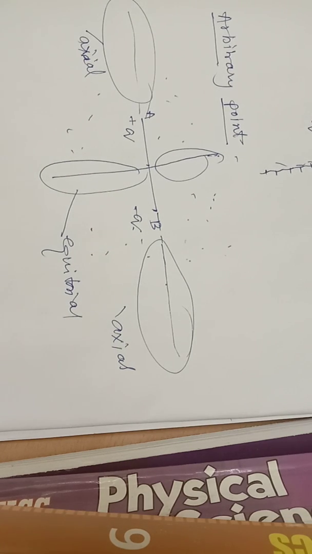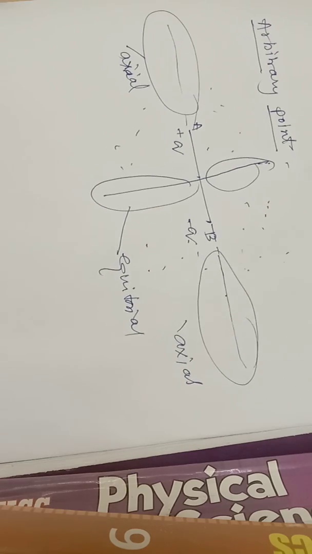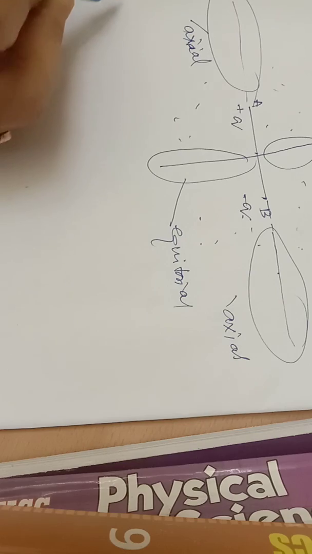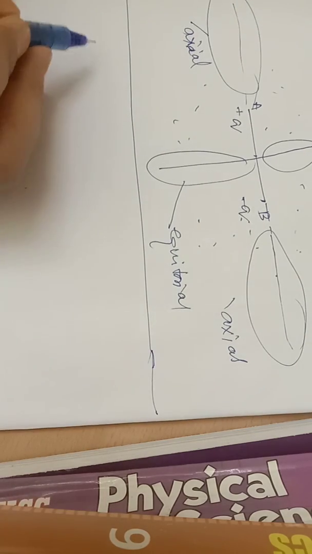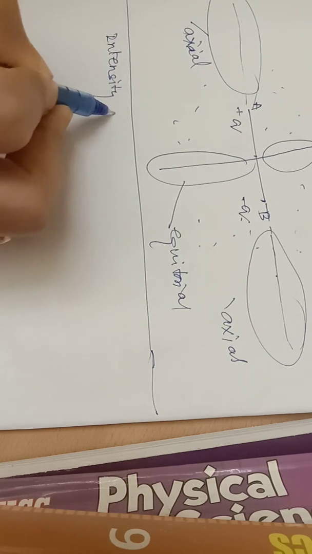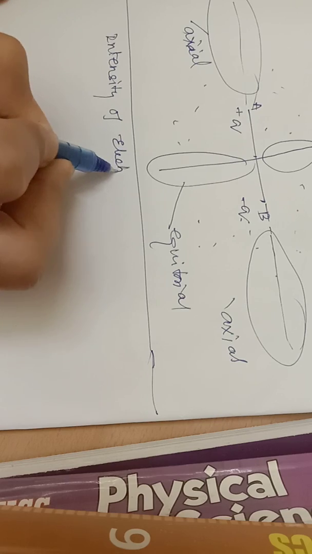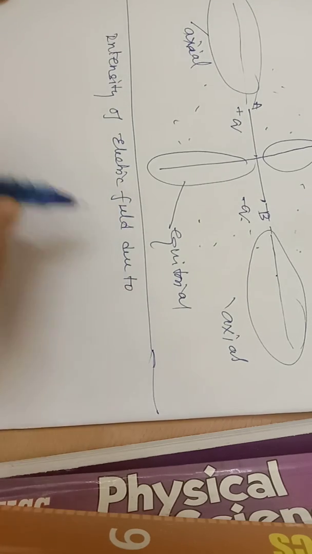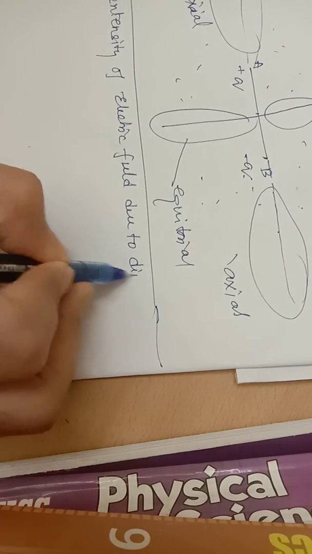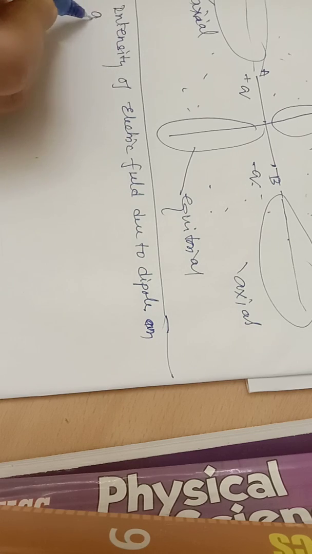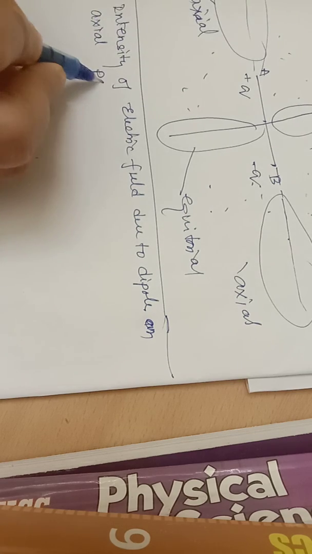Okay, now our task is to find the electric field intensity due to dipole on the axial point. First we talk about the axial point. So, intensity of electric field due to dipole on axial point.